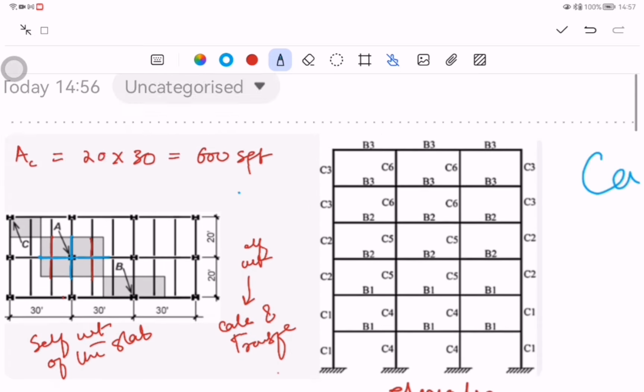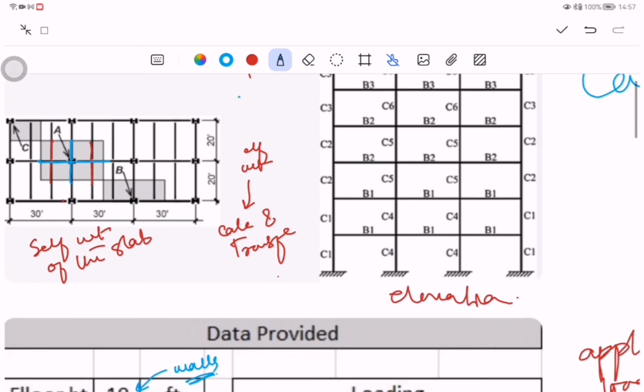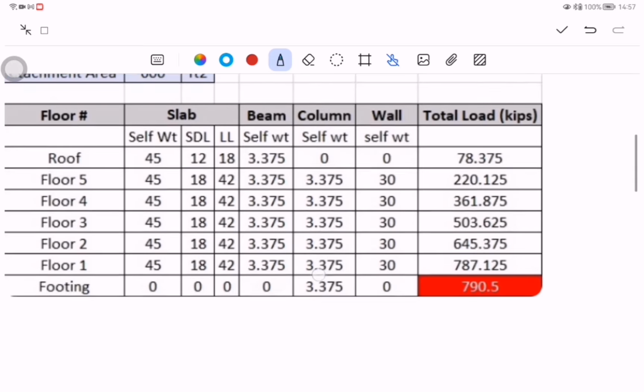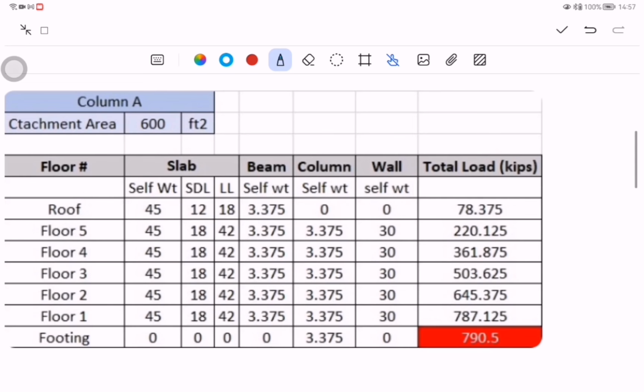So now, without wasting time, let's start calculating. So the solution is also, I'm also showing you the solution. This is the solution. This is the Excel sheet or the snapshot of the Excel sheet. So what I have done here, this is the catchment area, 600 square feet, as you have seen before. First of all, let's consider the roof.